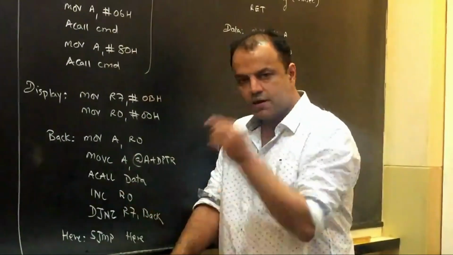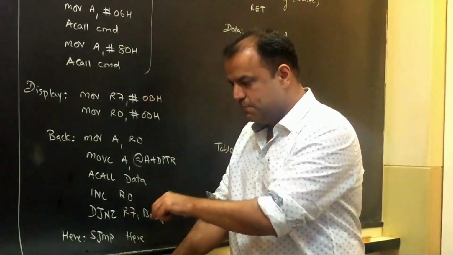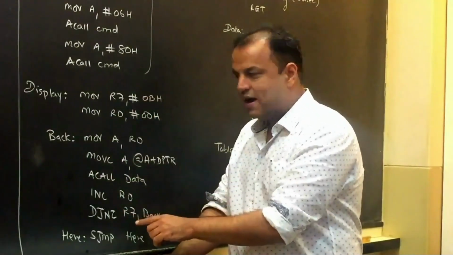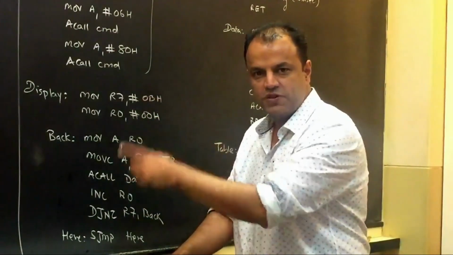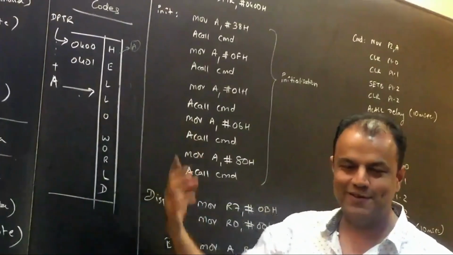Increment R0, your index in the lookup table. So R0 was 0, it has become 1. Put this procedure in a loop with a count in R7. R7 is 11, so this procedure will happen 11 times. So first you will get the code of H, then E, then L, then L, then O, and you will display it.